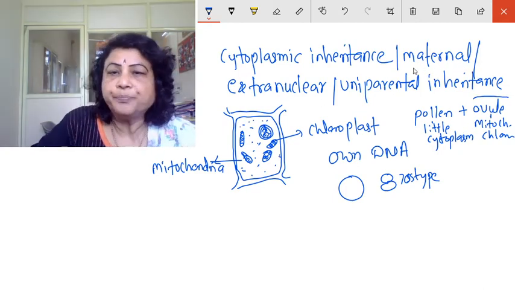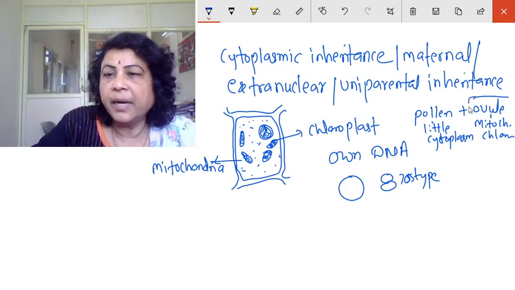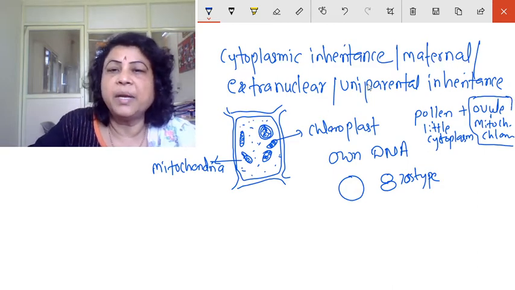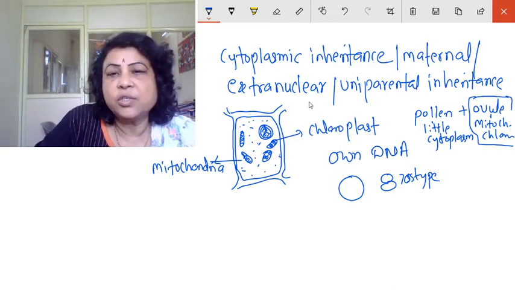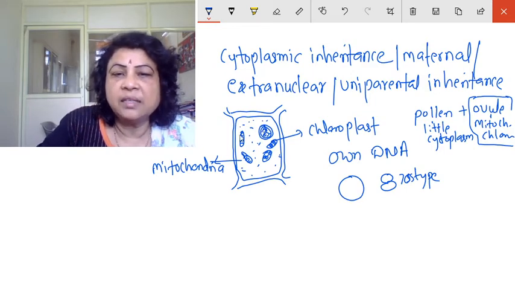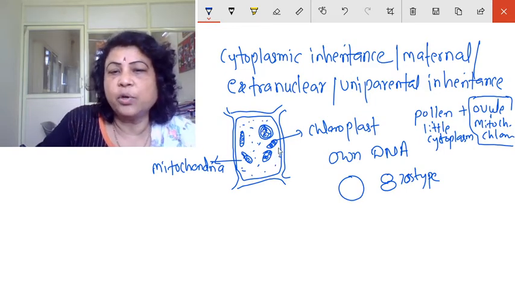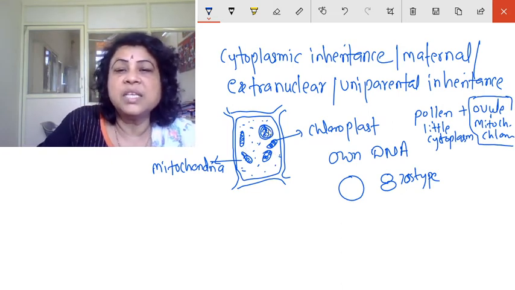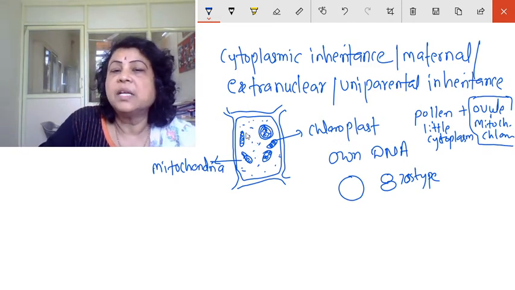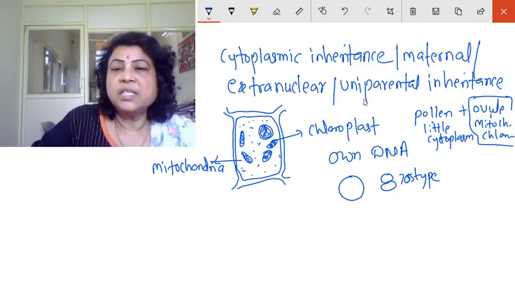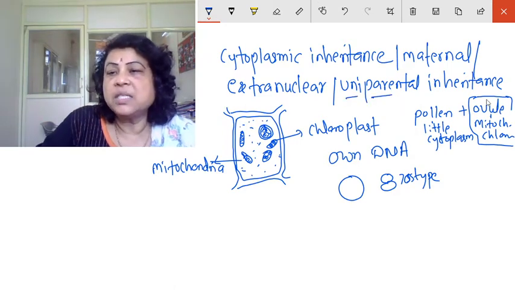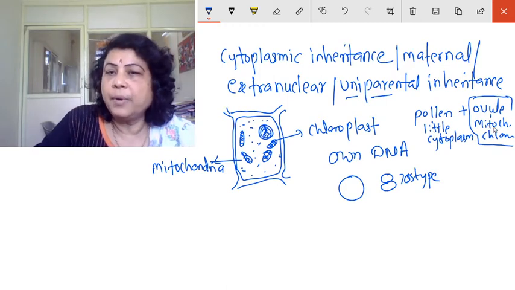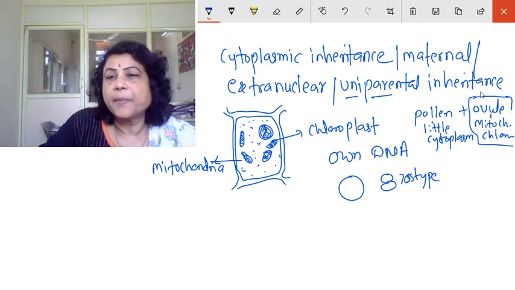Therefore it is maternal. Maternal means from the mother, so it is inheritance only from the mother. It is known as extranuclear because these DNAs are present in the mitochondria and chloroplast, outside the nucleus. It is extra to the nucleus, therefore extranuclear. Or it is uniparental because it is only from the mother, not from the father or the male, only from the female. So it is uniparental inheritance.